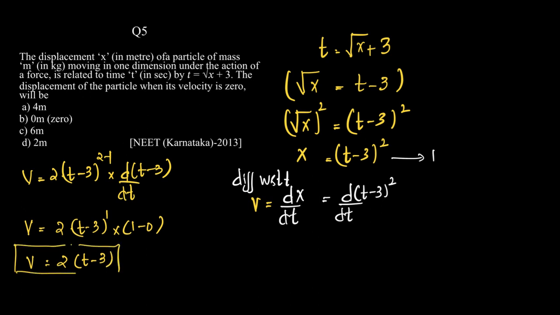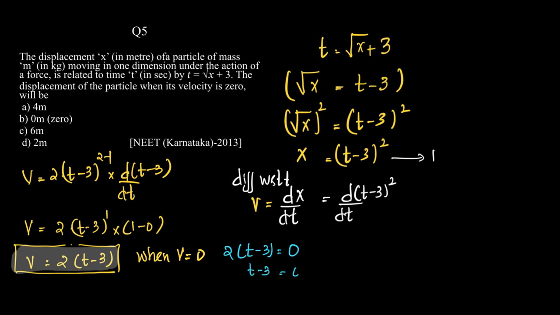But what is the question? The question is not to find the velocity. The question is to find the displacement when the velocity is equal to 0. So we can say when v is equal to 0, we can say that 2 into t minus 3 is equal to 0, which means t minus 3 is equal to 0, which means t is equal to 3, right?